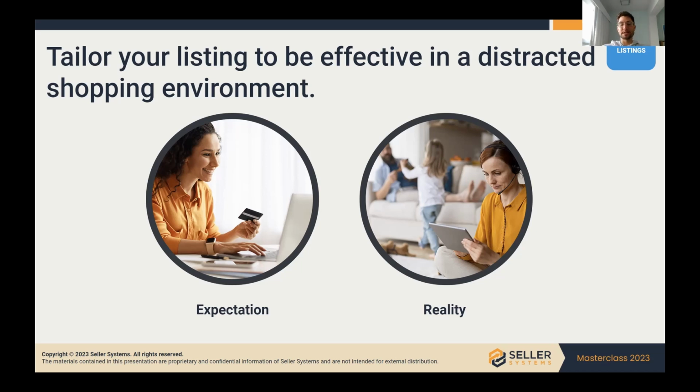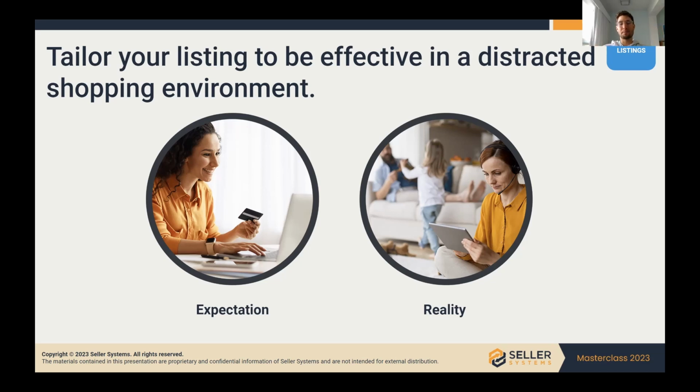They're going to look at someone else who does a better job. So what we really have to do is tailor our listing to be effective in a distracted shopping environment, right? What you have to think is, if you have 6 images in your image gallery, the main image isn't really for conversion, it's more for click-through rate. Let's say you've got 5 more images.